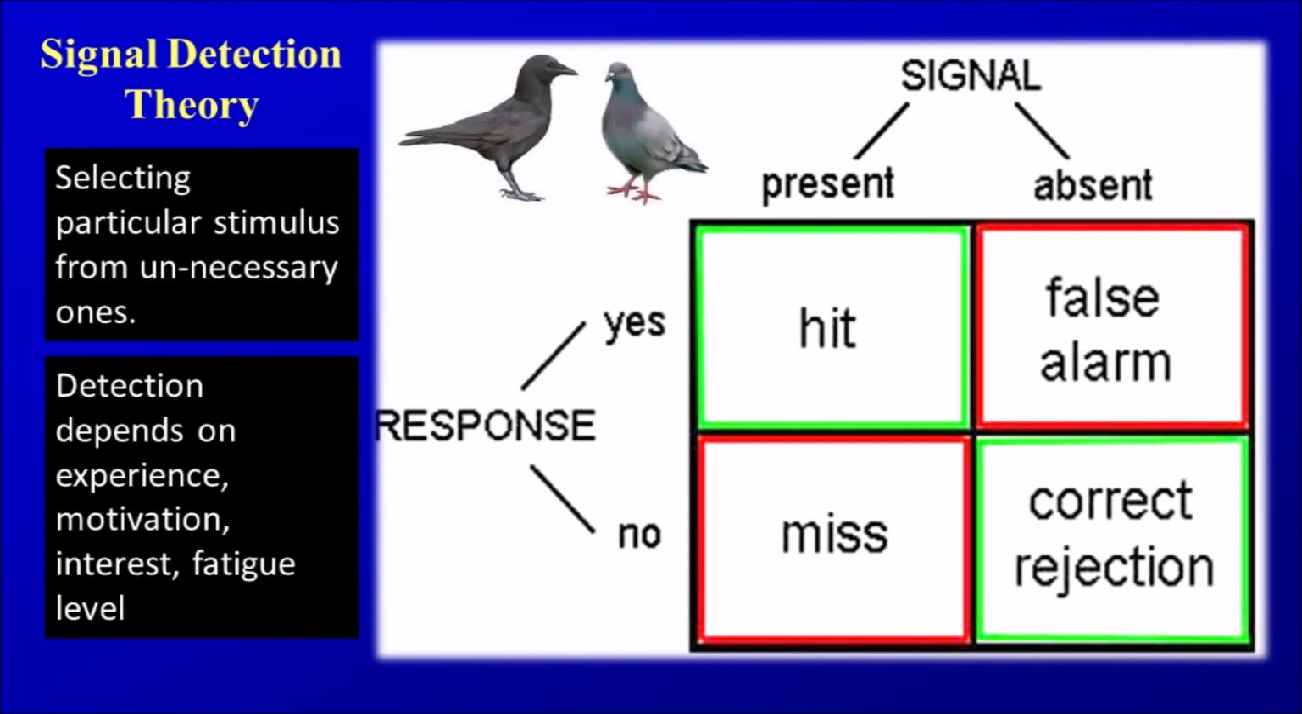And then another option is called correct rejection. You are correct about identifying that there was no pigeon at all and this was a crow. So this is called correct rejection. So among these four options, signal detection theory says that there is no single threshold or absolute threshold for assuming our detection, and actually our detection depends on our concentration level, our interest, our motivation, our experience, and also on our fatigue level. So this is called signal detection theory.